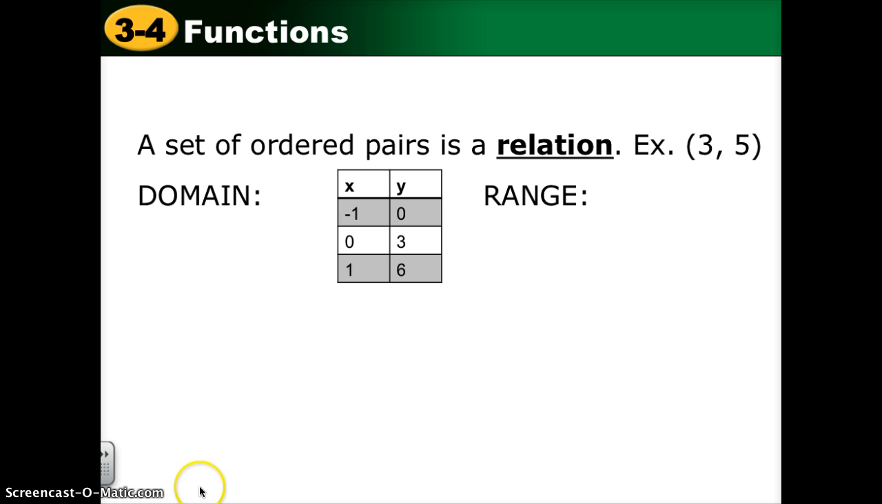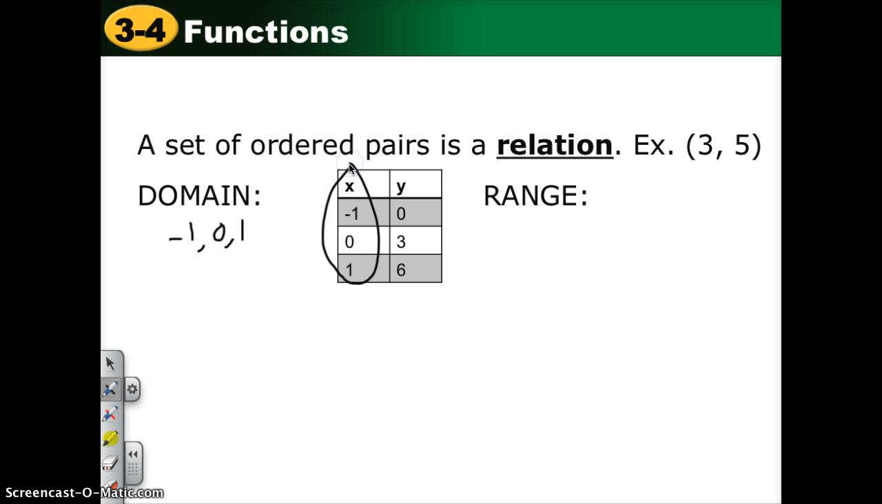Domain is really as simple as looking at the x values. So our domain values, if we were to list them, would be -1, 0, and 1. Simply the x values. Then the range would be the y values, 0, 3, and 6. It's like looking at what sort of numbers you have to work with when you're going to start graphing. You need to know your lowest number, your highest number of your x and y values. So your domain shows you your x's, your range shows you your y's.